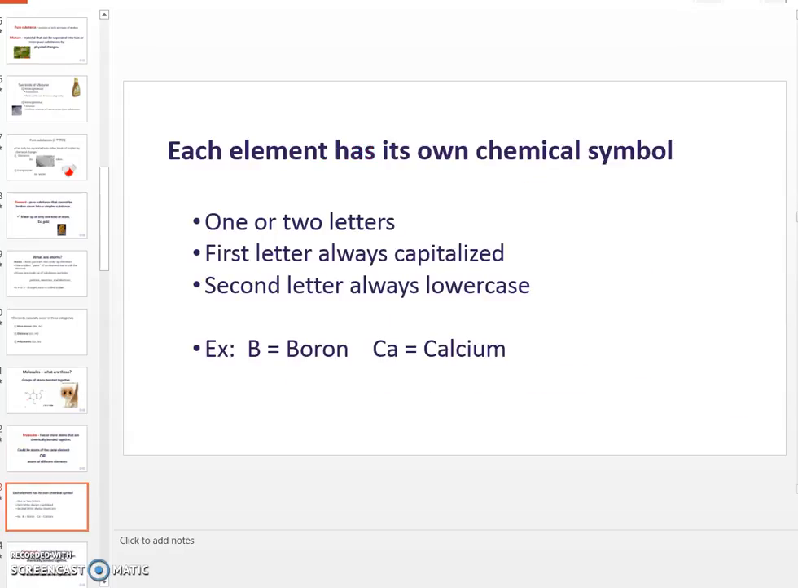So now we look at how each element has its own chemical symbol. It's one or two letters. The first letter will always be capitalized. The second letter will always be lowercase. You can see the examples, boron and calcium.